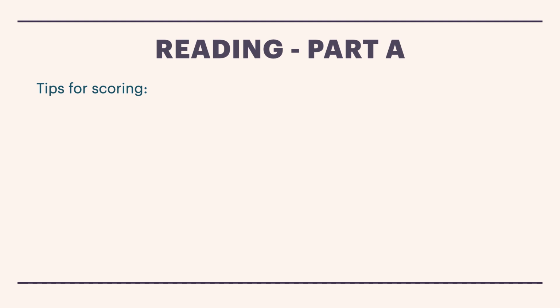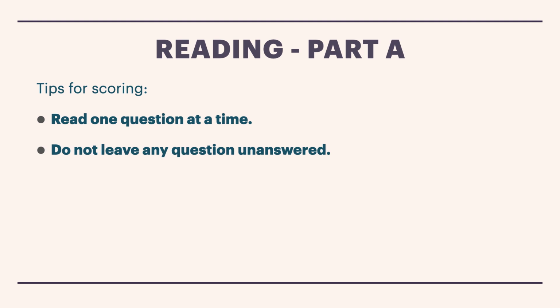So the tips for scoring high in Part A are: read 1 question at a time. Do not leave any question unanswered. Grammar and spelling matters. Take care to record your answers correctly. You should use the same form of the word or short phrase as given in the text and check that you have spelled it correctly. Once you have added the answer to the sentence completion question, reread the whole sentence to ensure it makes grammatical sense.